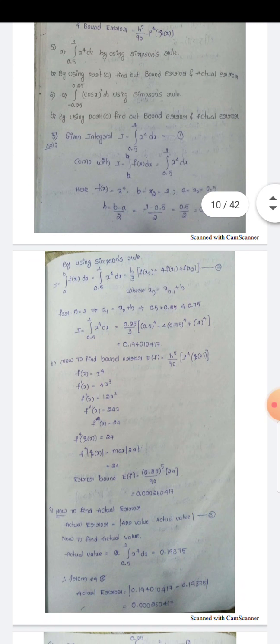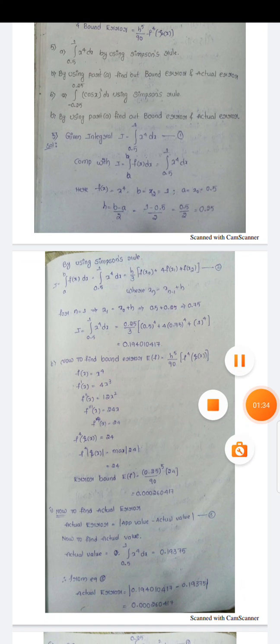Next, problems. First problem: A, evaluate the integral from 0.5 to 1 of x power 4 dx using Simpson's rule. B, using part A, find the bound error and actual error. Next problem: A, evaluate the integral from minus 0.25 to 0.25 of cos x power 2 dx using Simpson's rule. B, using part A, find the bound error and actual error.